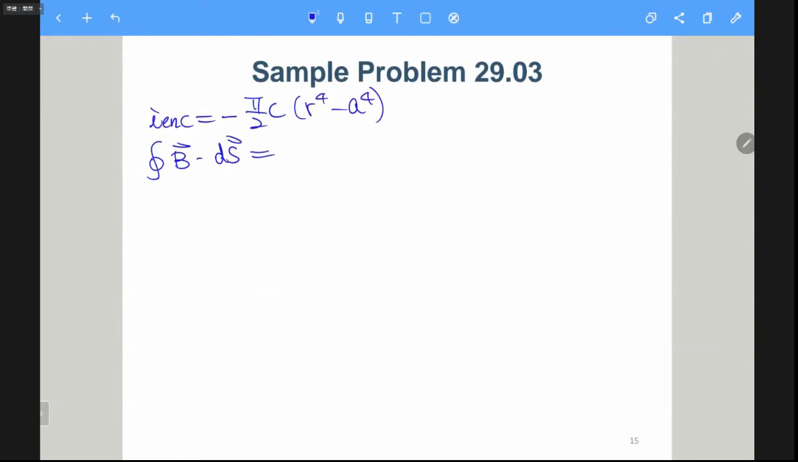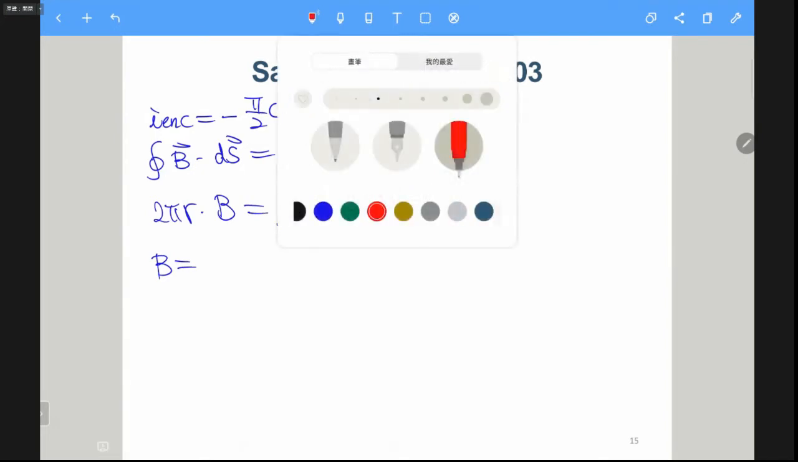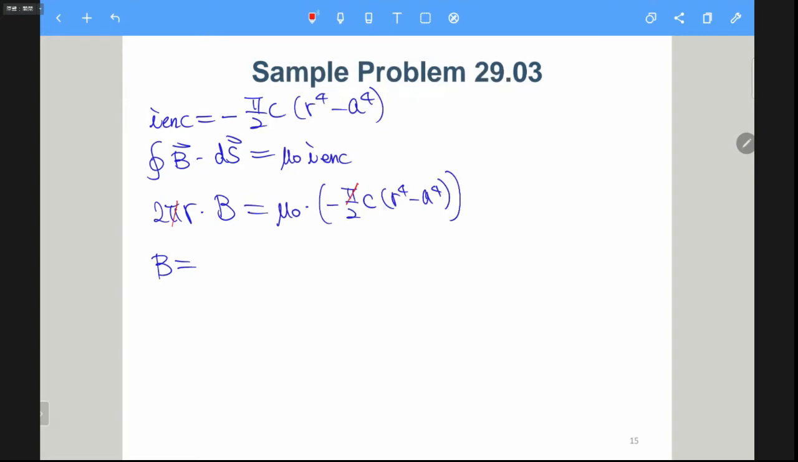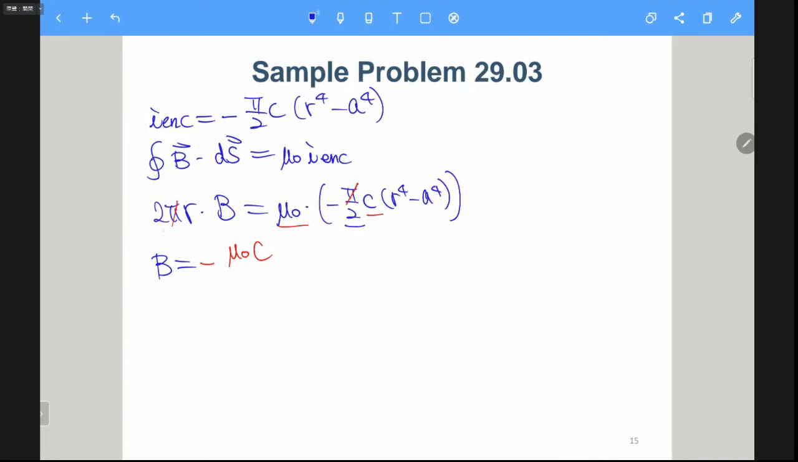Ampere's law: we have the line integral on the left side, and on the right-hand side we have mu 0 I enclosed. On the left side, we have 2 pi r times B. For the right side, we have mu 0 times negative pi over 2 c times r to the 4th power minus a to the 4th power. So B will be, we can see pi and pi can be cancelled, and then it becomes minus mu 0 c, and then we also have these two, and here we have 2r, so we have totally 4r. And of course, we still have this term, r to the 4th power minus a to the 4th power.